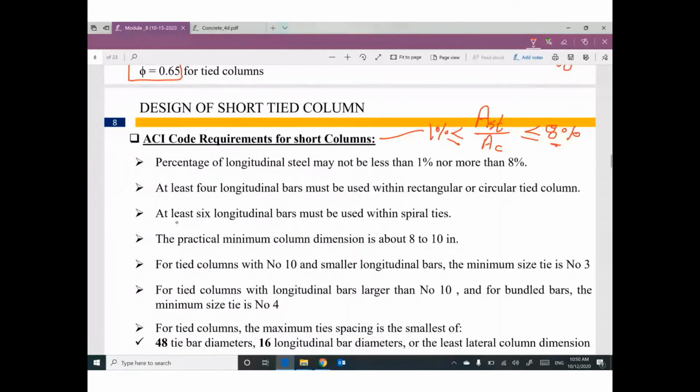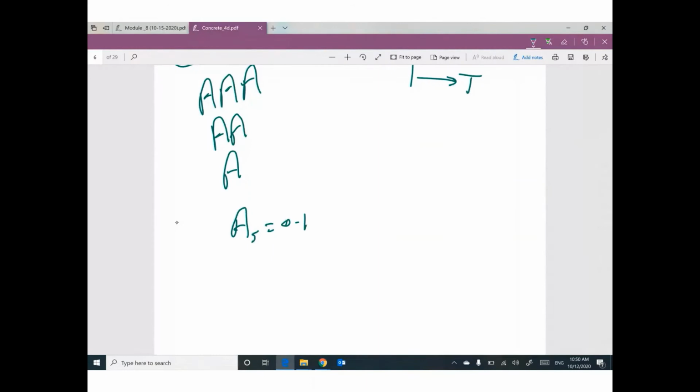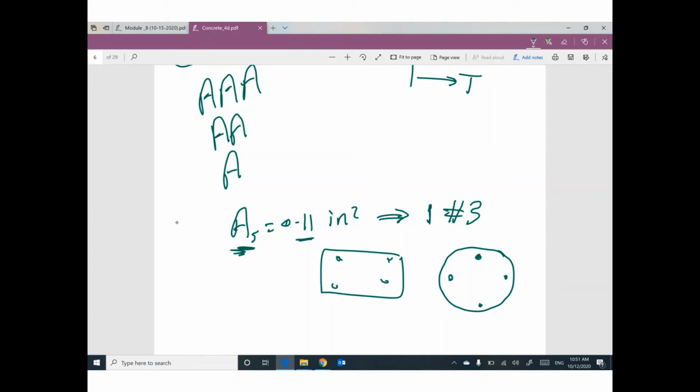At least you have to have 4 longitudinal bars. If your column is circular or square or rectangle, at least you have 4 bars as steel reinforcement. Minimum 4, because one of you will say, hey, from my calculations, I found the area steel equal to 0.11 inch square. 0.11 is considered one number 3 bar. So this column will be reinforced with 1 bar? No. Why? The required area steel from calculation is only this number. Okay, I agree with you, but we have a minimum number in any tied column. Must be 4, whatever the shape, square or rectangle or circular. 4 bars.